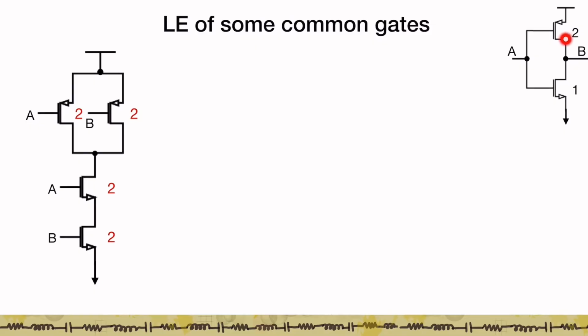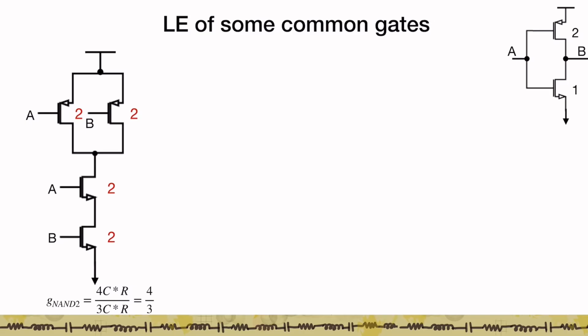So let's assume we have a technology where the inverter is sized to 1. So now if I look at a 2-input NAND gate, we looked at this in the last video, I will size it up such that the worst case pull-up resistance is the same as the worst case pull-down resistance is the same as that of the inverter. And so therefore my NMOS is a size 2, my PMOS is a size 2.